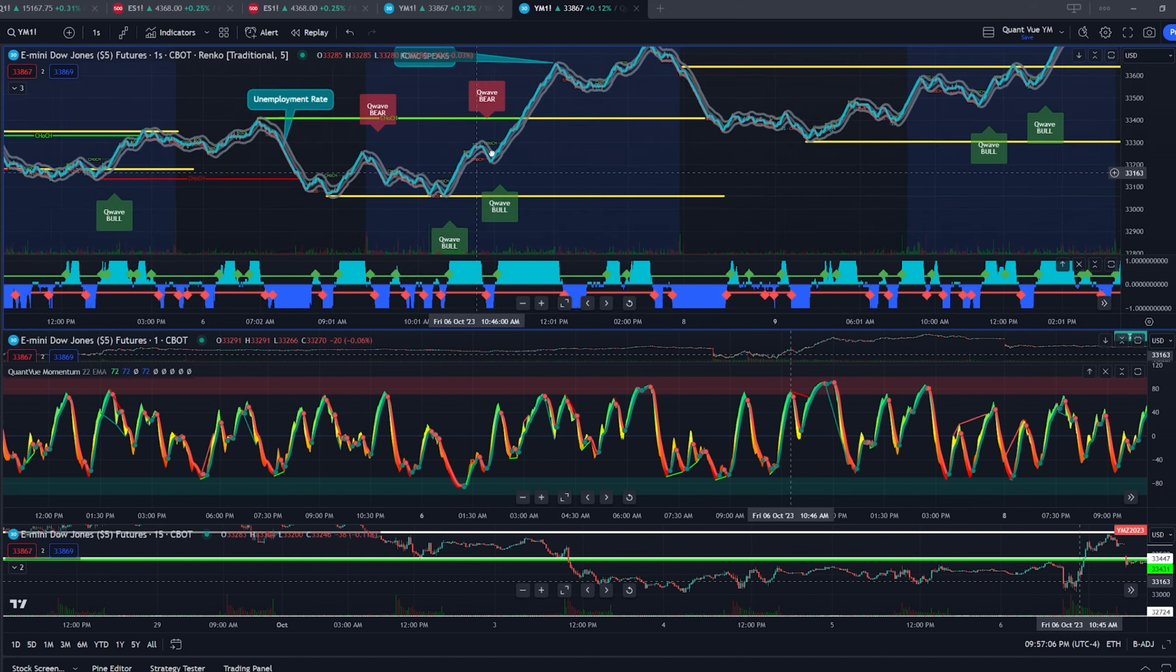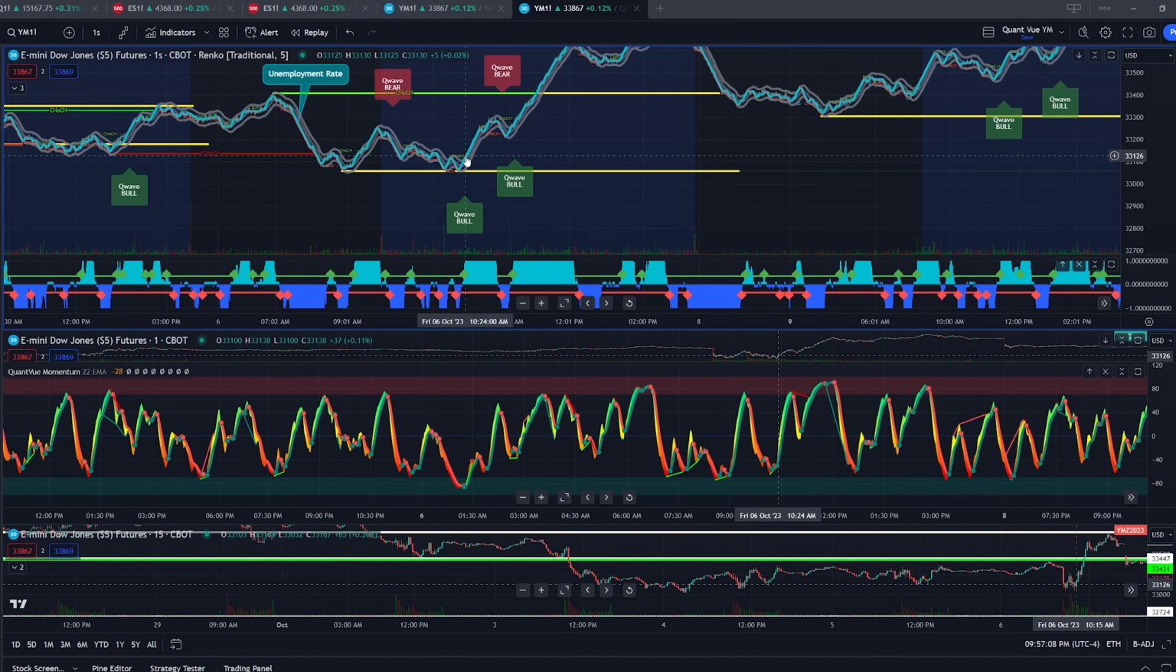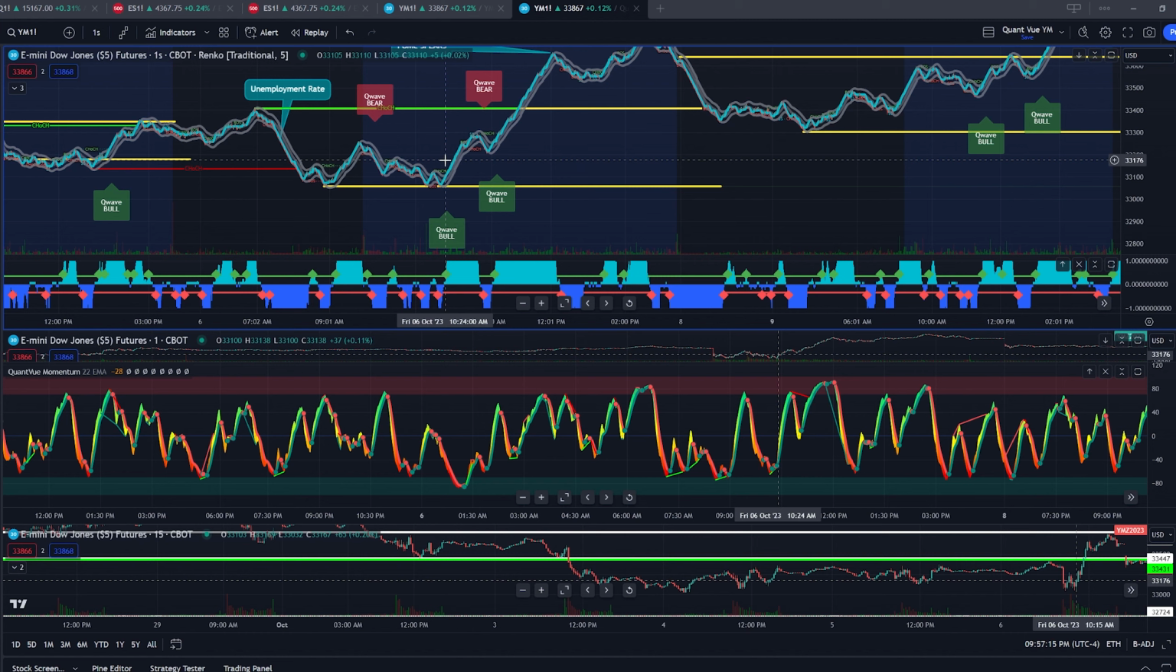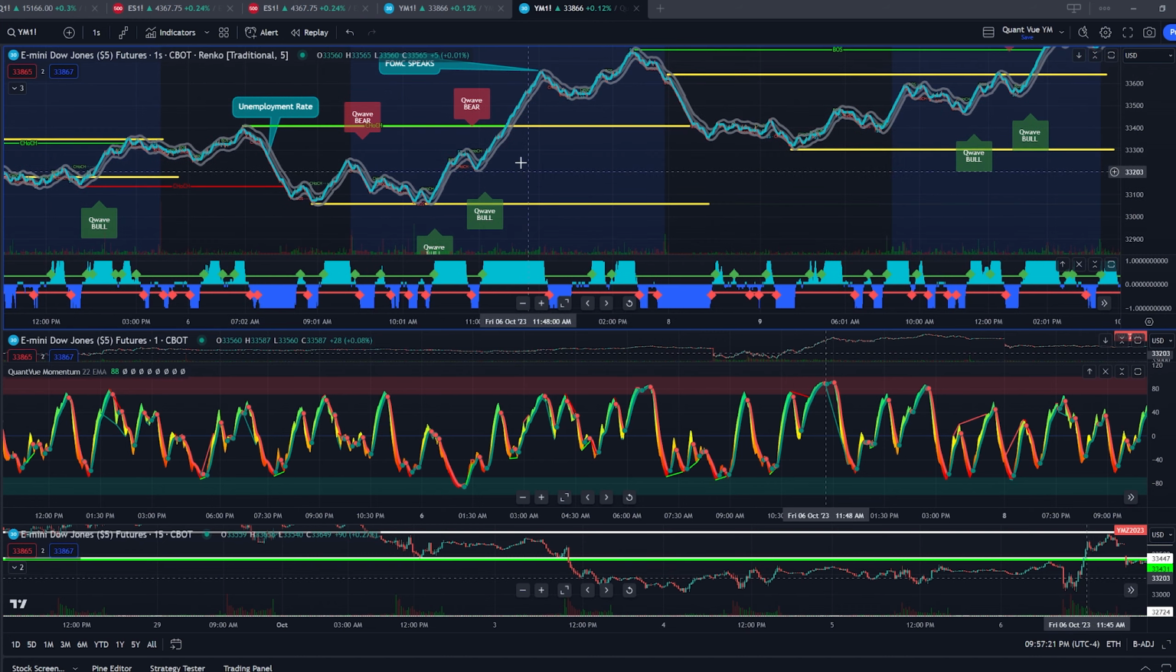Once we get this Q wave bull signal, off a double bottom, off the overnight low, now we can take this long. And we have confirmation on the QuantVue momentum here. Where are we going to take our first contract to? This line.